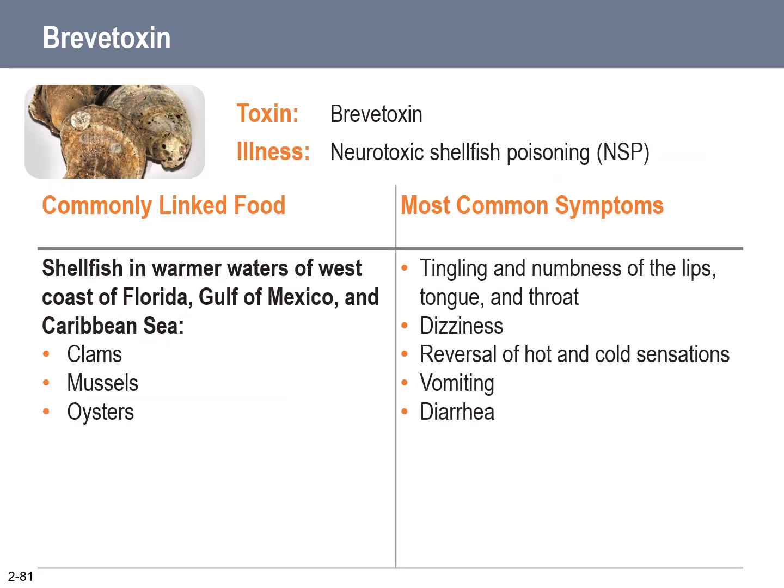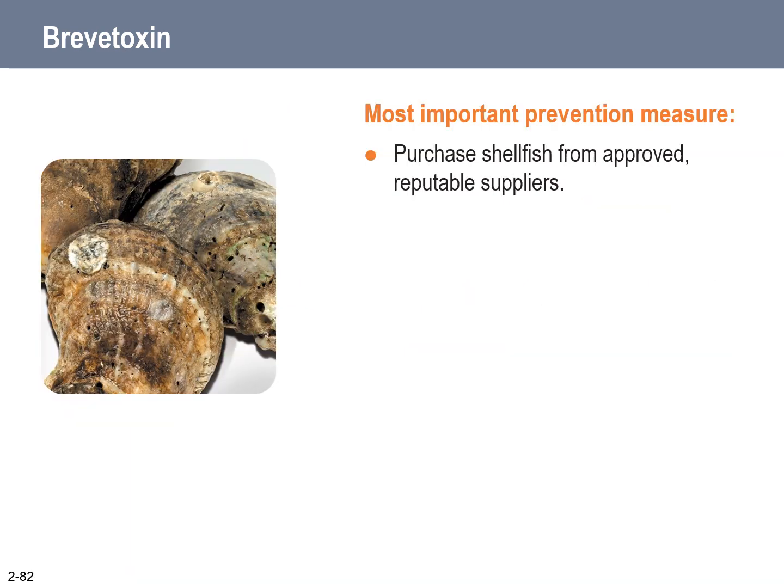Brevetoxin, so neurotoxic shellfish poisoning, or NSP. So shellfish in warmer waters, so off the coast of Florida, Gulf of Mexico, and Caribbean Sea. Clams, mussels, and oysters. Tingling, numbness in lips, tongue, or throat. Dizziness, reversal of those hot and cold symptoms again. Vomiting and diarrhea. Buy from approved suppliers.